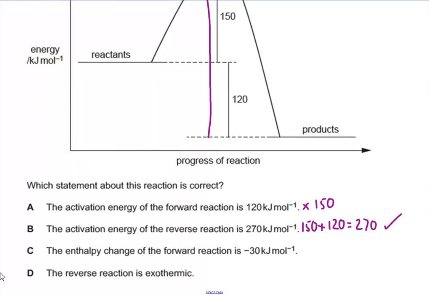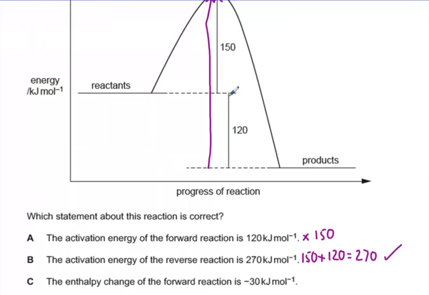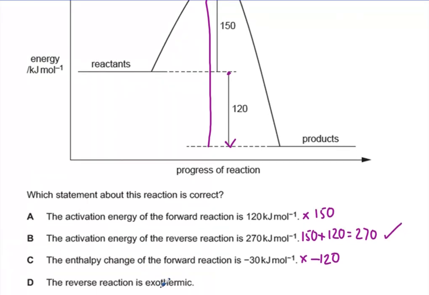The enthalpy change of the forward reaction is from the reactants to the product, so it's minus 120, not minus 30. So that one's wrong. And the reverse is exo? Well, no, the reverse is very definitely endo. The forward is exo, so the reverse is endo. So it was B.